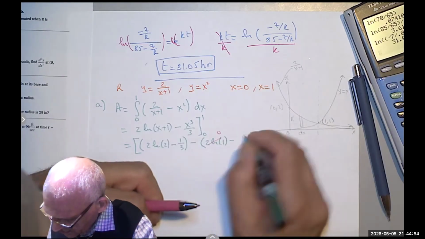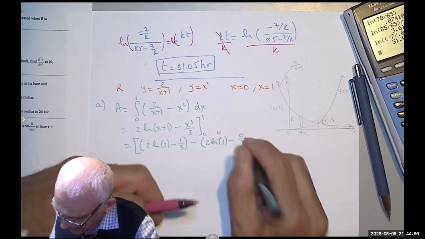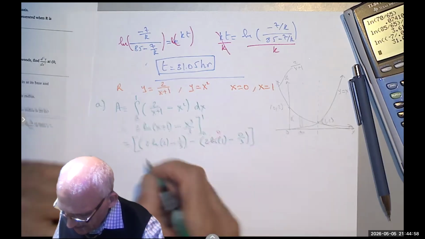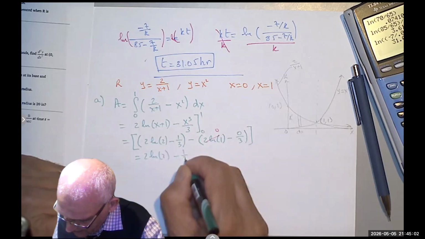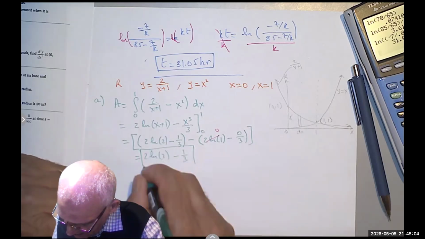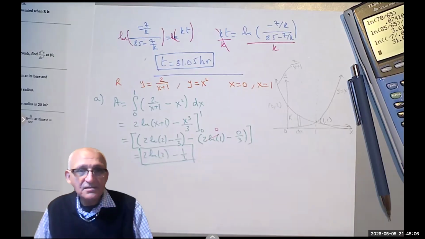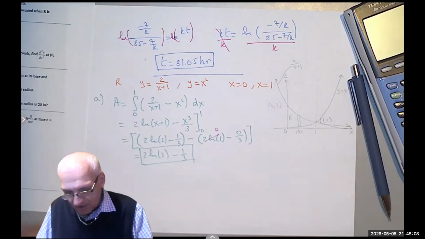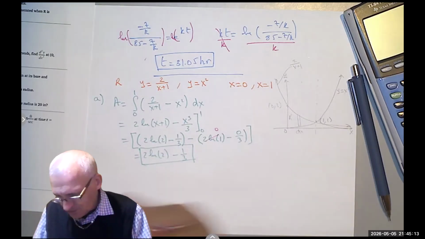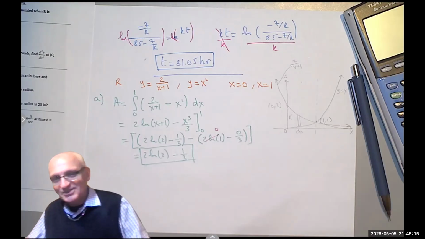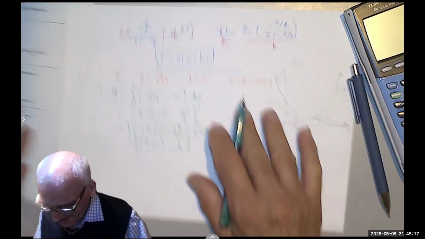Minus 0 over 3. So really the second part is 0. So the answer is 2 natural log of 2 minus 1/3. Unless you know that the natural log of 2 is what? 0.693 roughly. So you can multiply that by 2 and do the math manually.